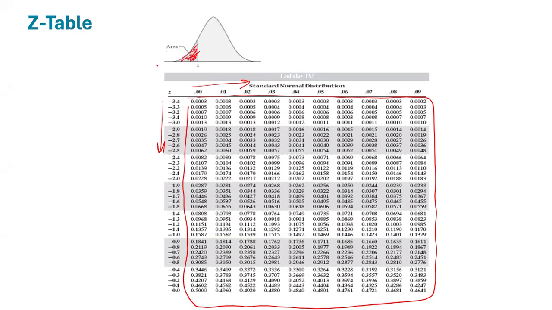But if in any question you're trying to find the area to the right, you need to remember the number that you get from the table is the area to the left. So what do we do to find the area to the right? Since the total area under the curve is always equal to 1, whatever number we get for the area on the left, we subtract it from 1 to get the area to the right.